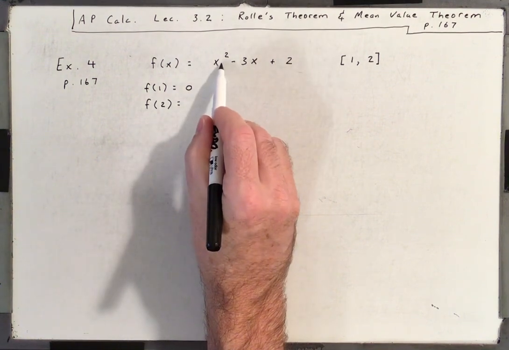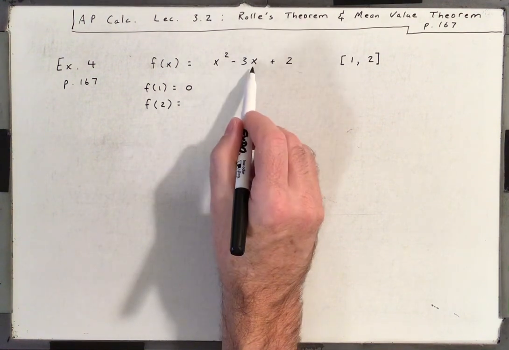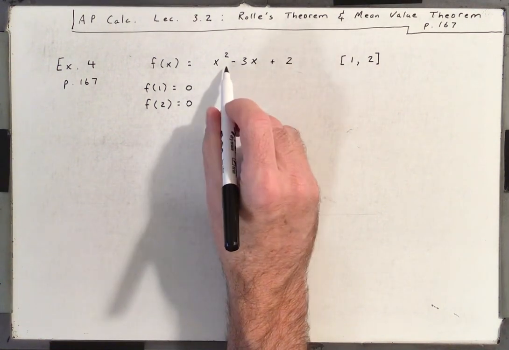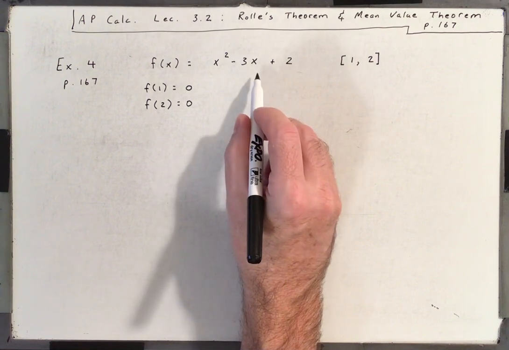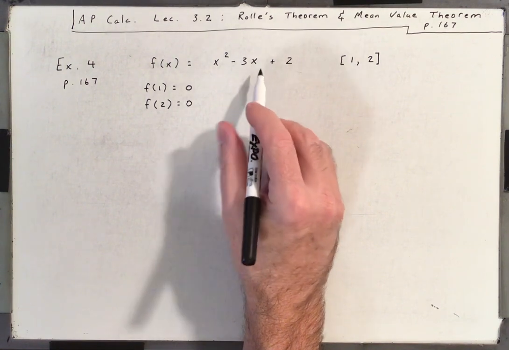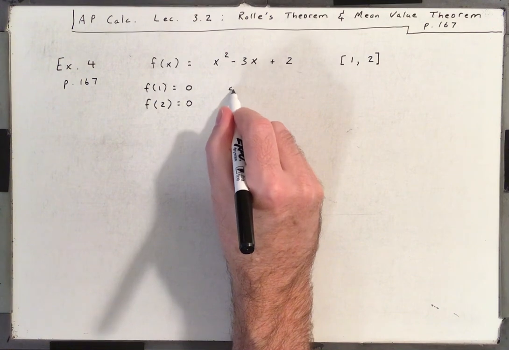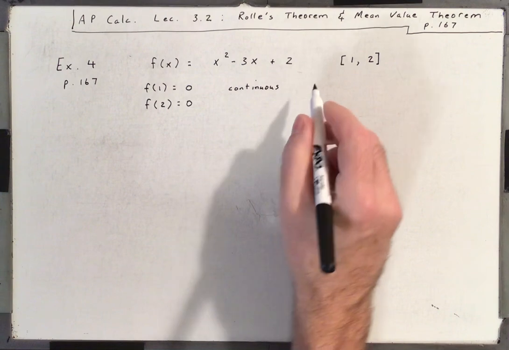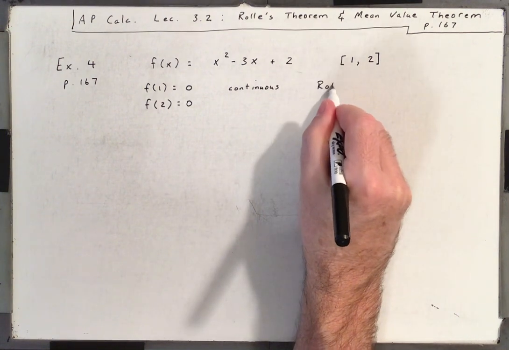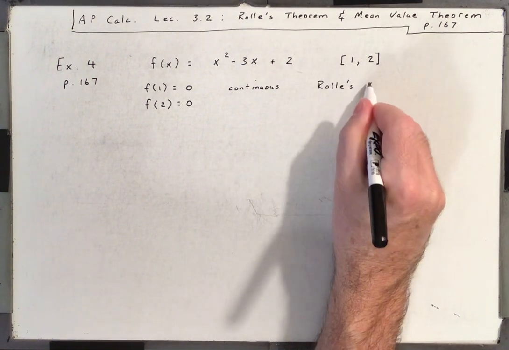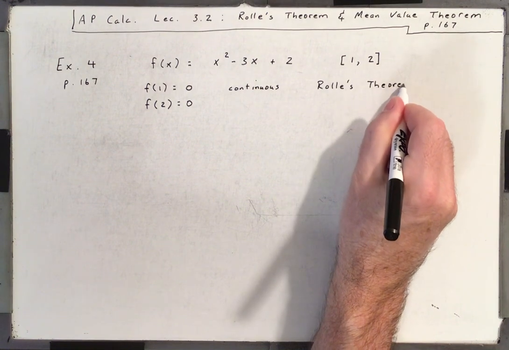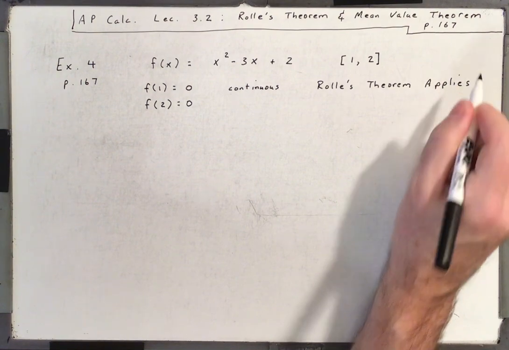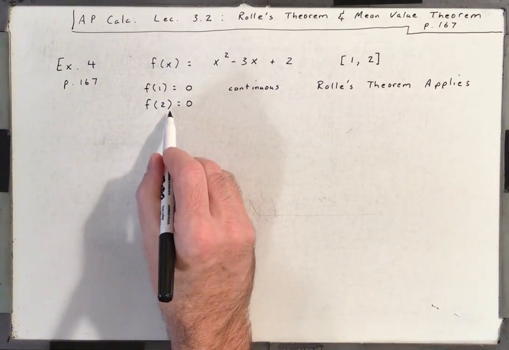f of 2 would be 4 minus 6, that's negative 2, plus 2, 0. And this function, that's just a parabola, right? So there's no asymptote or break in this function. It's not a piecewise function. So it is continuous. So that means that Rolle's theorem applies. It's differentiable and continuous, and f of a is equal to f of b.